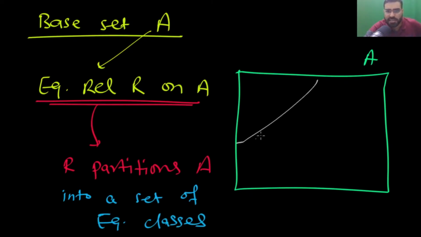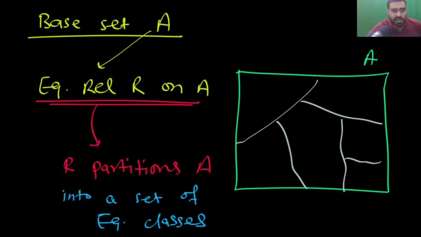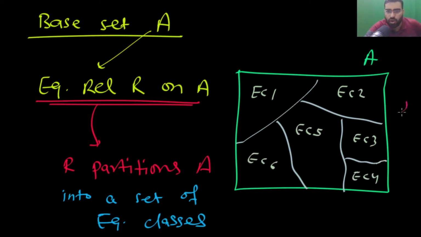It will partition like this, and some equivalence classes will be created. For example, this is equivalence class 1, this is equivalence class 2, equivalence class 3, equivalence class 4, equivalence class 5, equivalence class 6, and so on. There is a property that all of them will be disjoint, they will be non-empty, and they will cover the entire A.